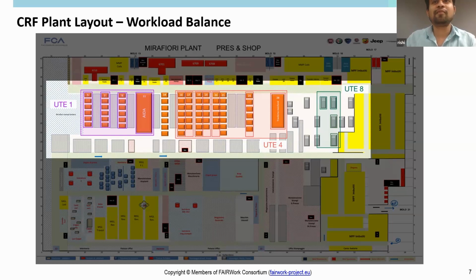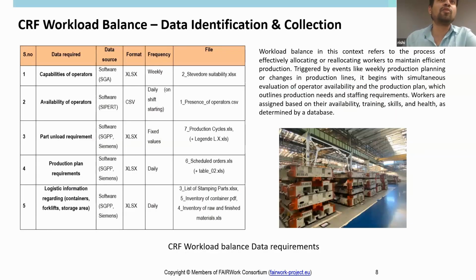Now we have seen this plant layout. We will also see what exactly we would like to achieve in this workload balance scenario. In a given day, we have a production requirement that we need to produce, say, 10 parts in this line configuration, say in UT1 and UT4. As you know, each part has a certain dedicated line, and on this line we need to have operators that collect these materials.